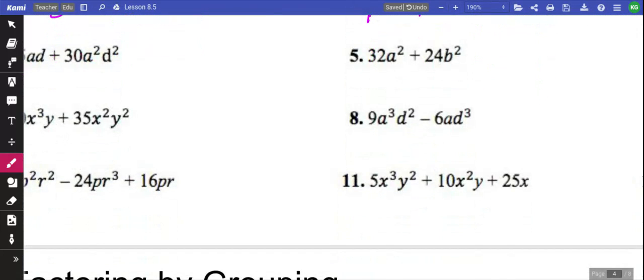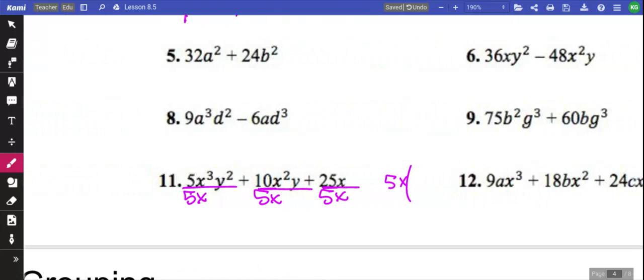Down here, I have this trinomial. So I asked myself, what do 5, 10, and 25 all have in common? A 5. This one has x cubed, this one has x squared, and this one has an x. So they all have at least one x. This one has y squared, this one has y to the first, and this one does not have a y. So they do not have that in common.